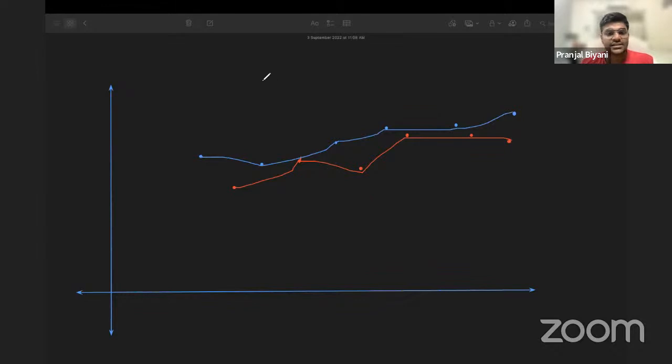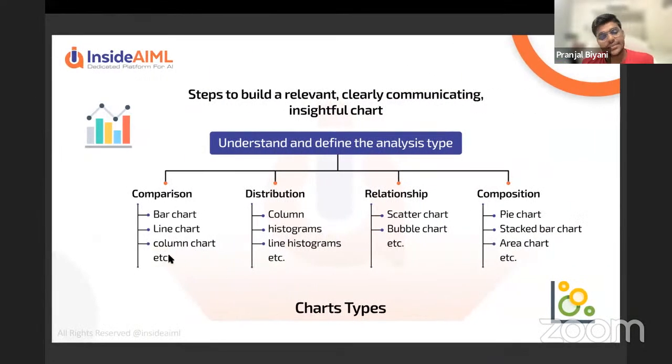I hope that makes sense, everyone. I hope that is absolutely clear to all of you. If there are any questions, do let me know. Similarly, there is column chart, right? So comparison is a very, very interesting use case. And in a lot of cases, comparison is what the analysts are looking at in most of the cases.